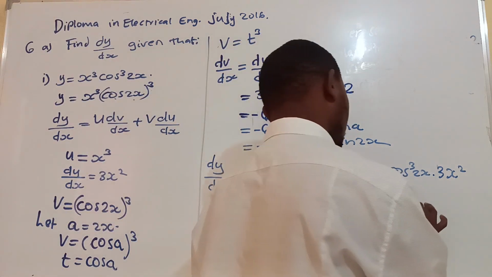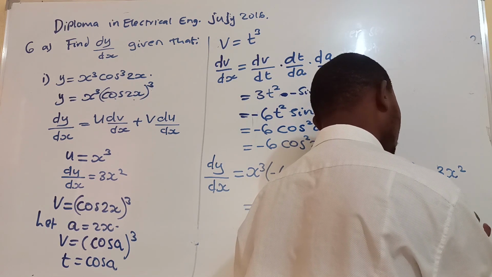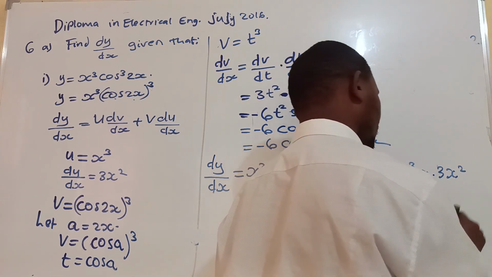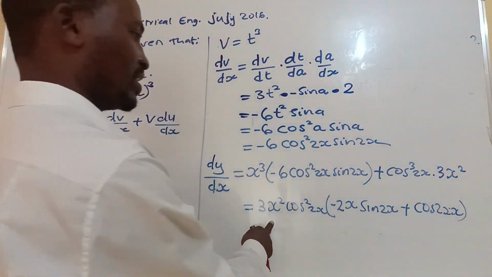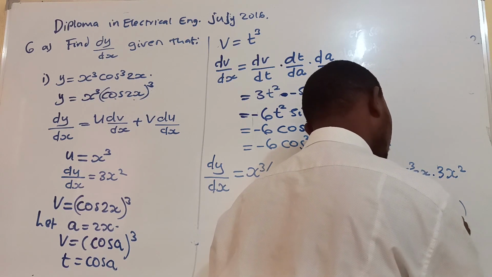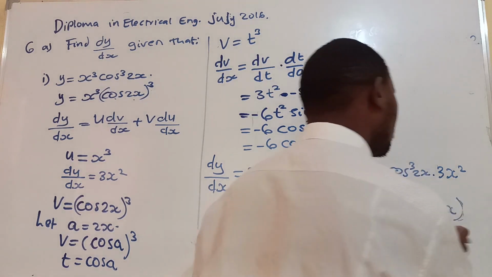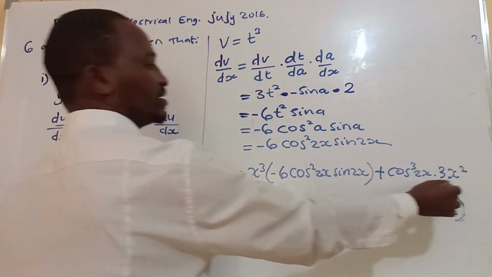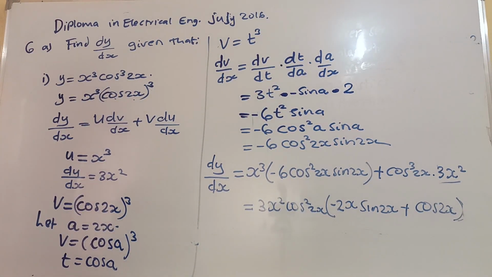Plus, here we have factored as a square, so we are left with cos 2x only. Because 3x squared is outside the bracket. Cos 2x. Cos 3x squared, this one, is already outside the bracket here. So that is it. That's how you should approach that one.